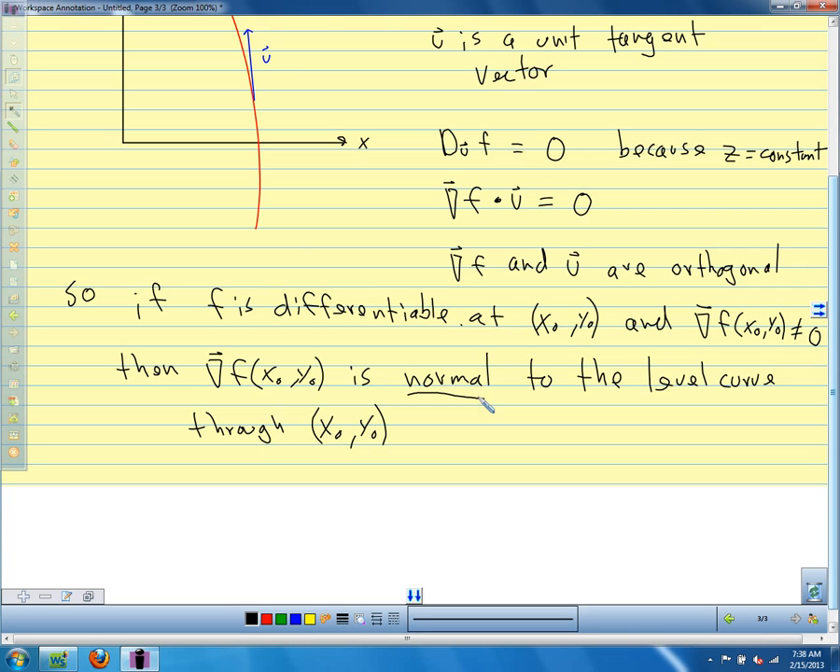Questions on this particular idea? So we have lots of ideas. We're making lots of connections with the gradient. The gradient gives us our maximum rate of change, our maximum directional derivative. It gives us our minimum directional derivative. Our gradient is normal to level curves. If we take the dot product of the gradient with a unit vector, it gives us the directional derivative in that direction. So the gradient is a really important tool that we're going to be using for the rest of the year.